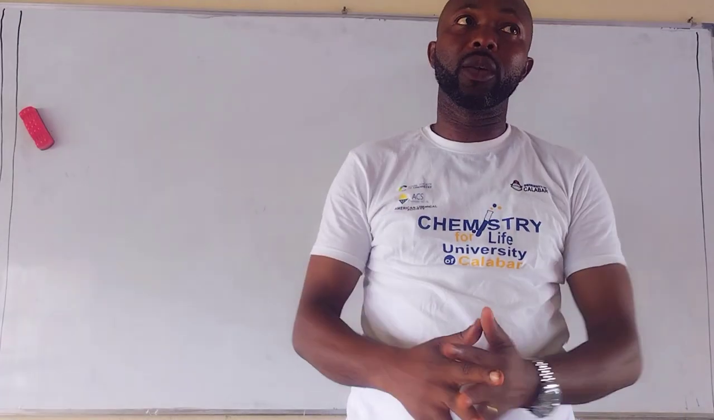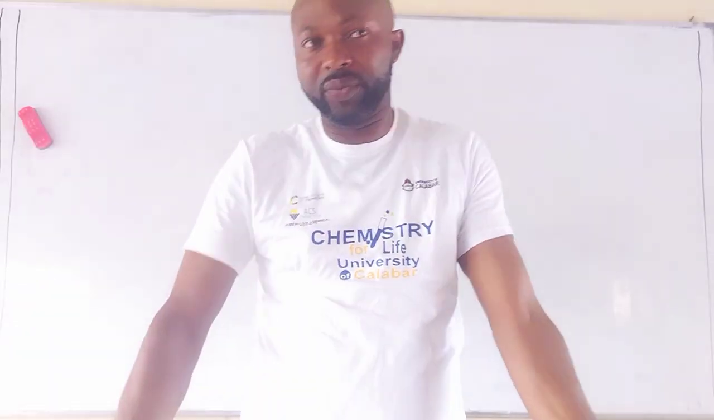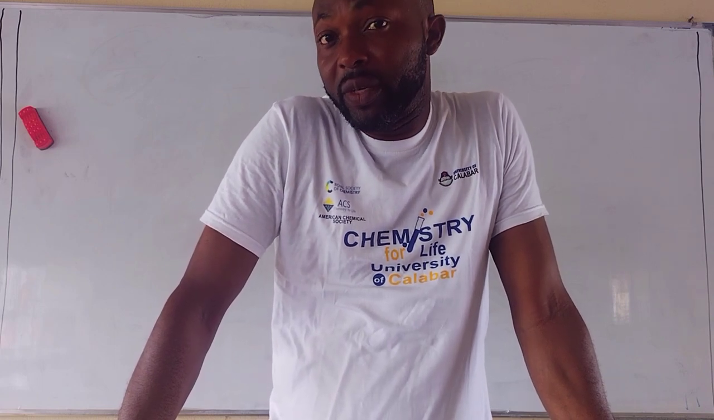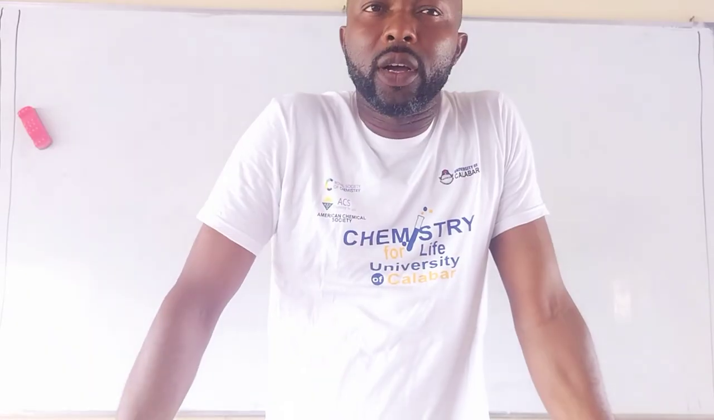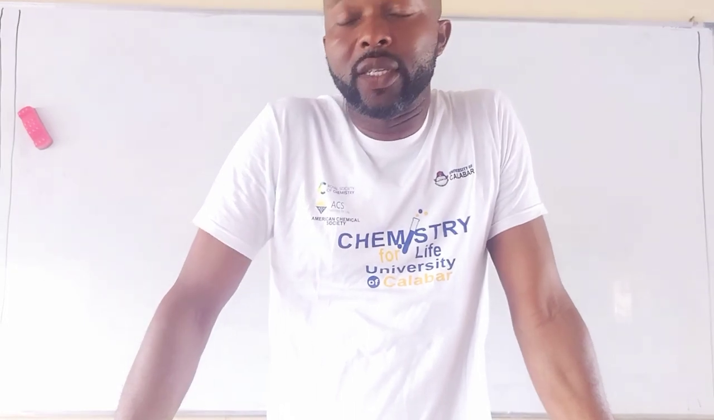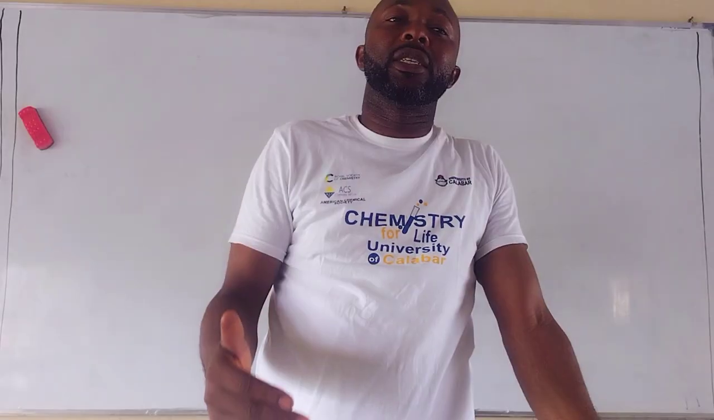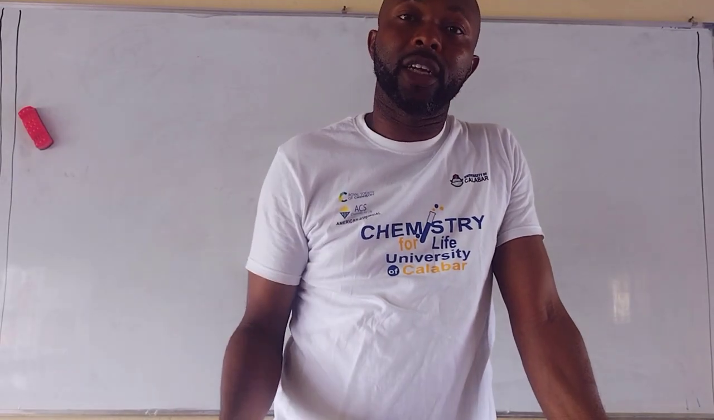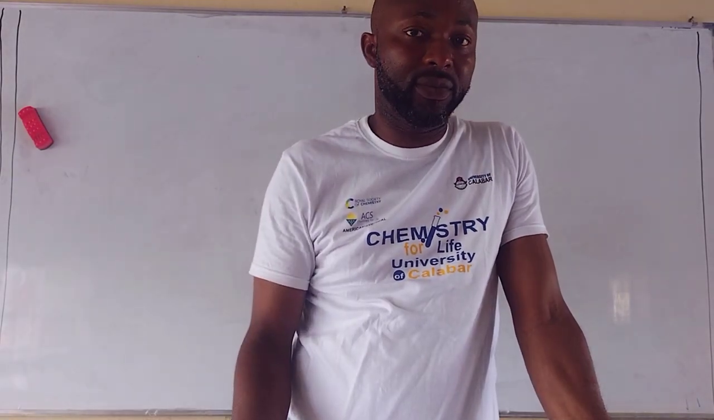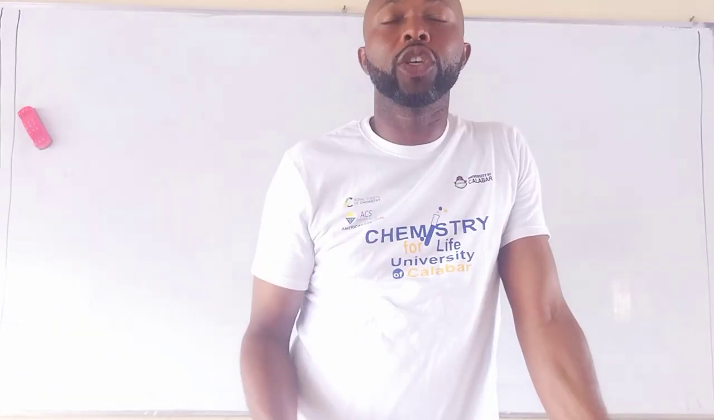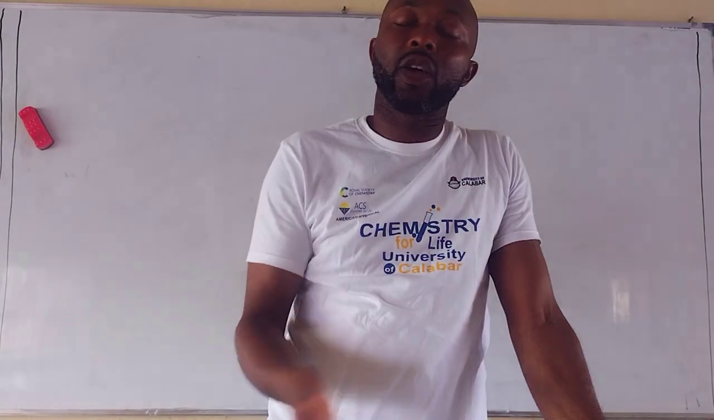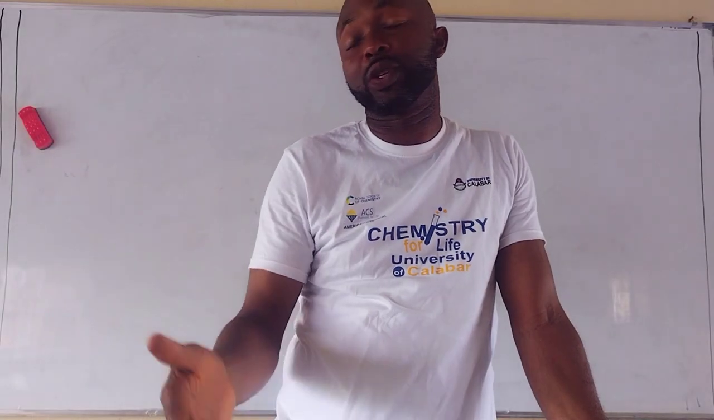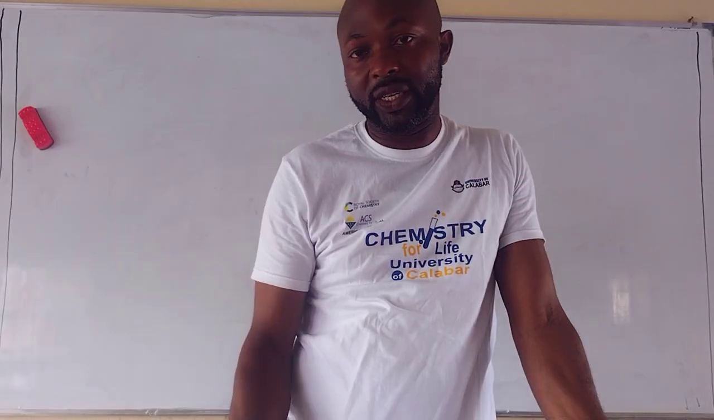Today, we're going to be dealing with Graham's Law of Diffusion. In 1833, an English chemist, Graham, carried out research to find out that gases that are less dense diffuse faster than those that are denser. In his conclusions, he came forward with a law that at constant temperature and pressure, the rate of diffusion of a gas is inversely proportional to the square root of its vapor density.